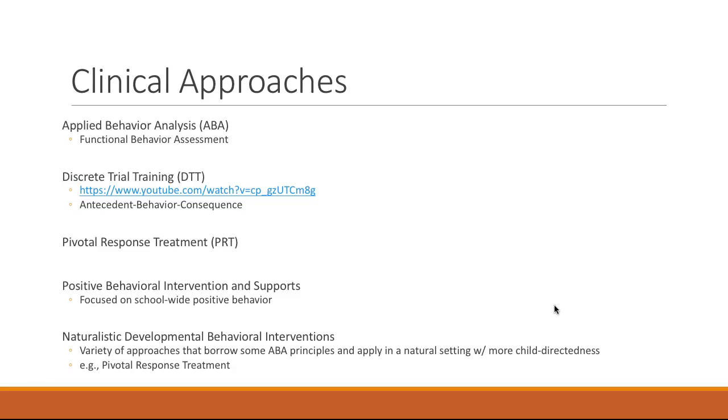Going back to the clinical approaches, the next is discrete trial training. This is a method of teaching in which the adult uses adult-directed mass trial instruction and reinforcers chosen for their strength and clear contingencies and repetition to teach new skills. At the end of the presentation today, I'll go back to this YouTube video and you'll be able to watch an example of discrete trial training.